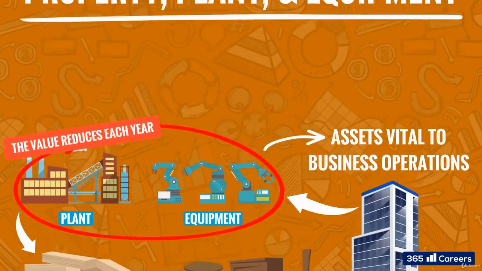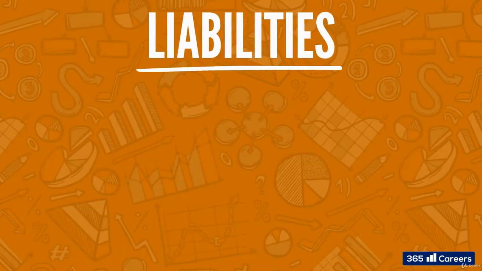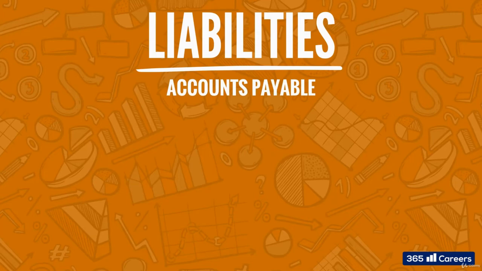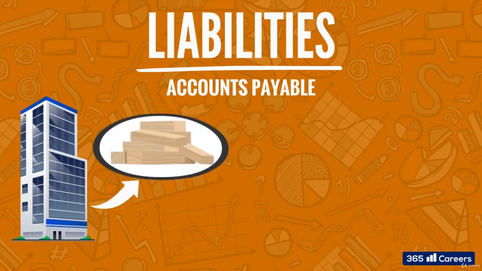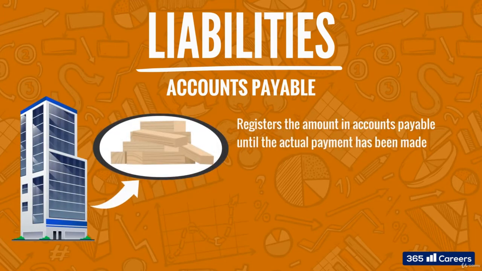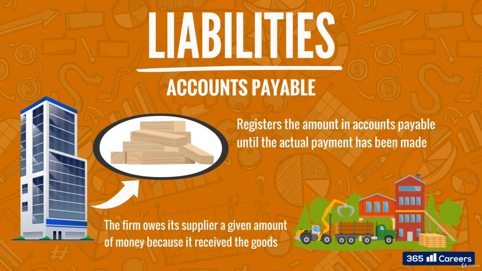Let's focus our attention on the liability side. Accounts payable are certainly one of the most important items on the liability side. When a company buys raw materials for its production process, it registers the amount in accounts payable until the actual payment has been made. The firm owes its supplier a given amount of money because it received the goods.